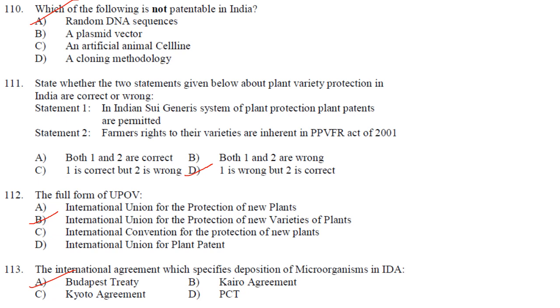State whether the two statements given below about plant variety protection in India are correct or wrong. In India, sui generis system of plant protection, plant patents are permitted. No. One is wrong. Farmers' right to their varieties are inherent in PPVFR Act of 2001. That is correct. So option D is the answer. 1 is wrong and 2 is correct.